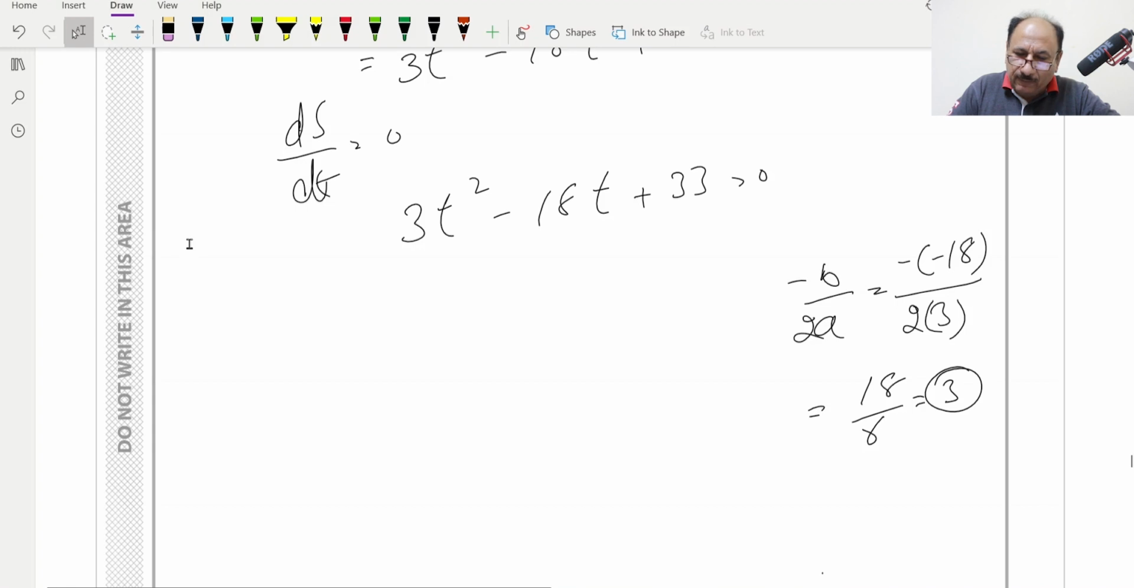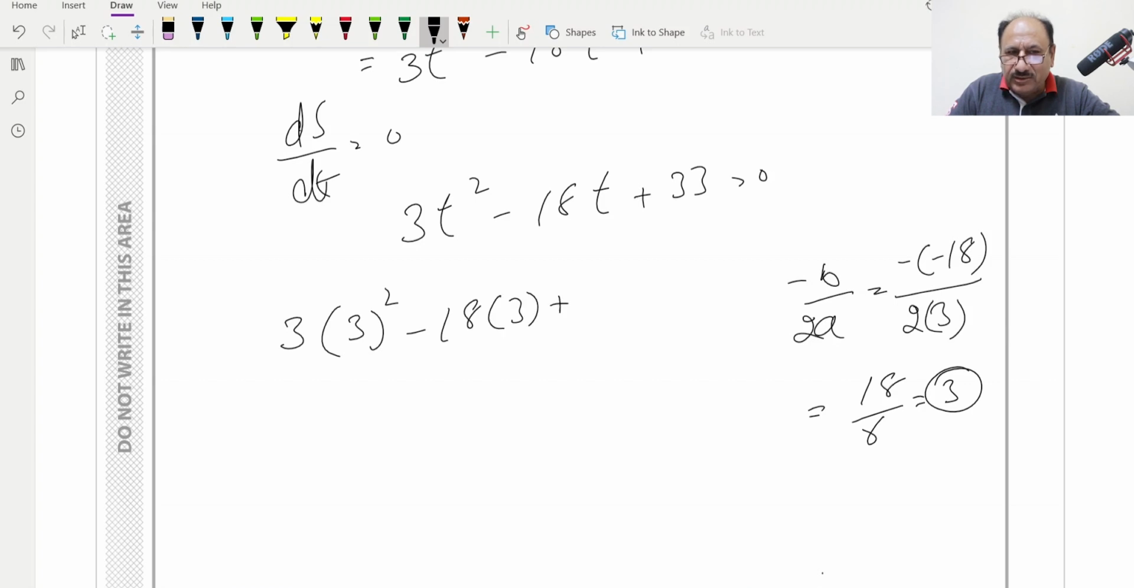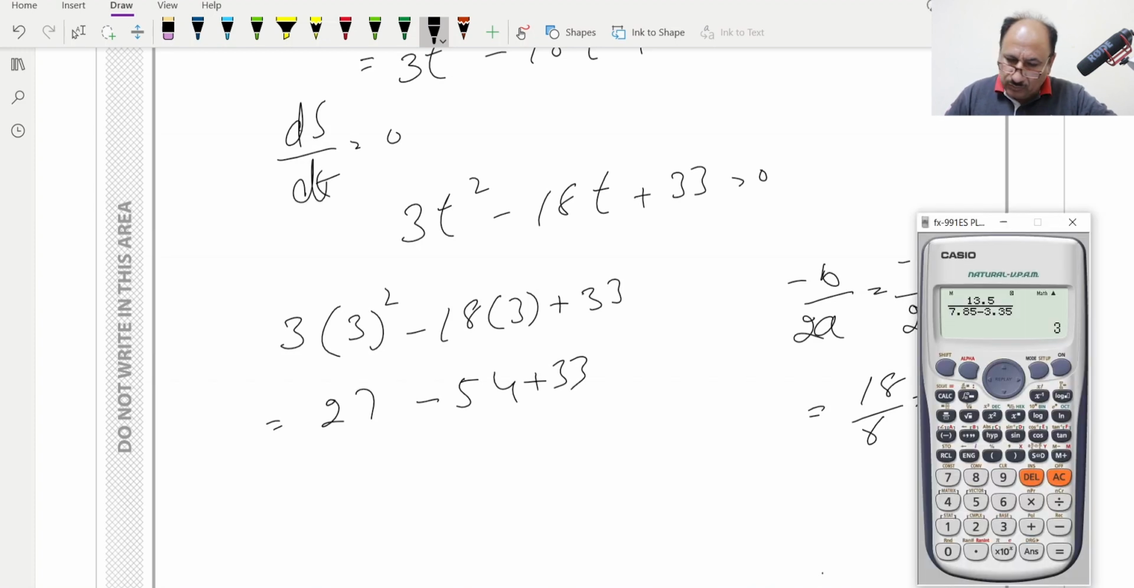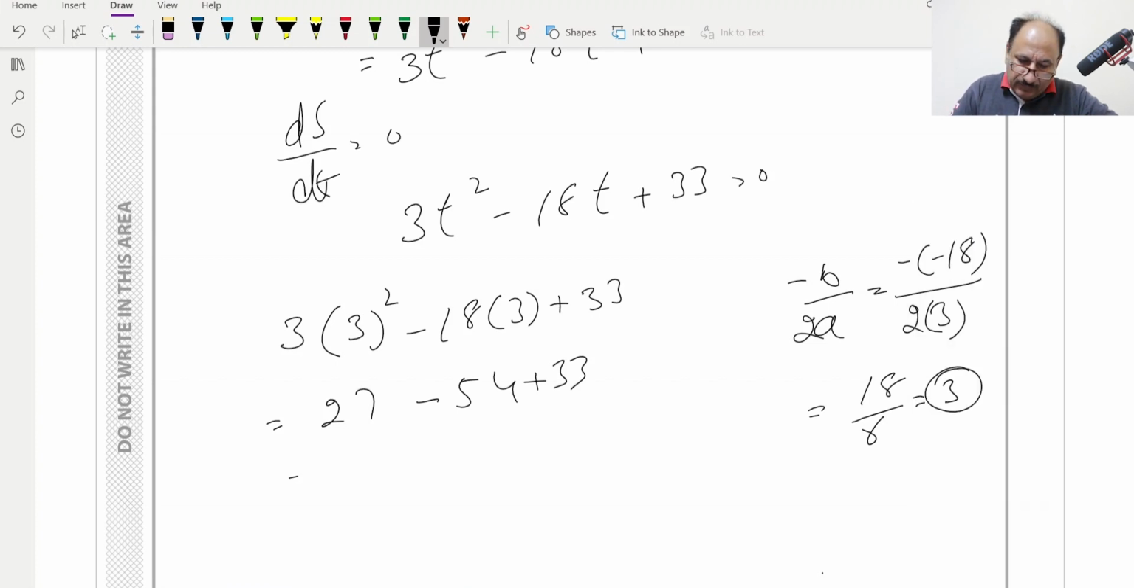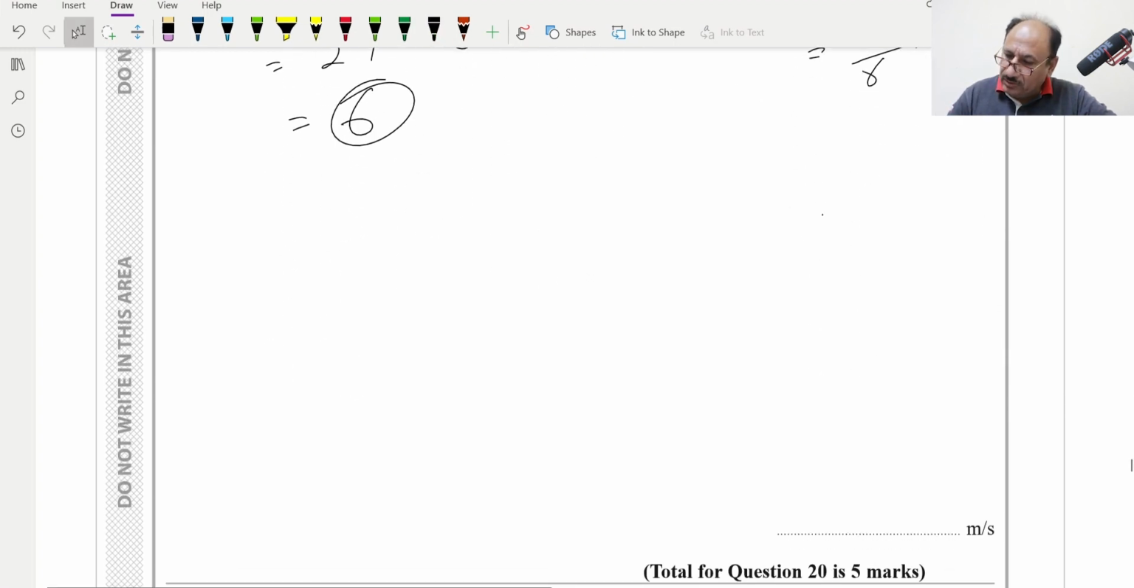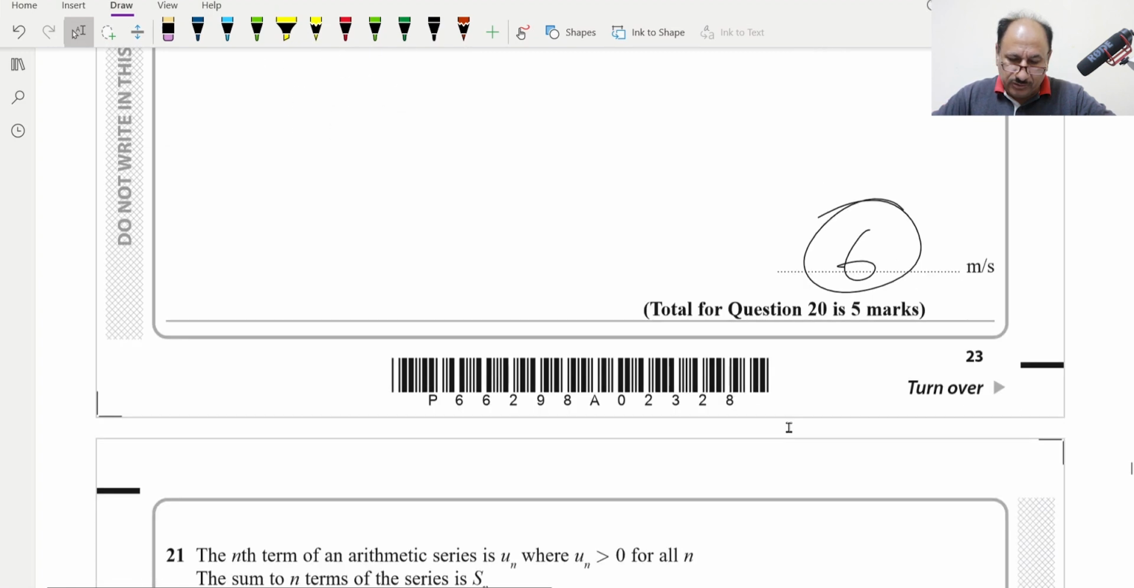We replace t in this quadratic expression: 3 into 3 squared minus 18 into 3 plus 33, which is equal to 27 minus 54 plus 33. If we simplify this, 27 minus 54 plus 33 is equal to 6, and our answer for this part will be 6. Hopefully you understood this.